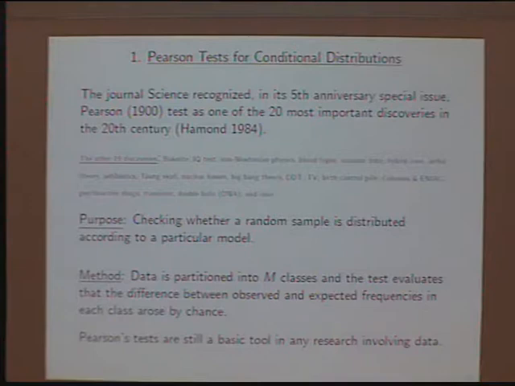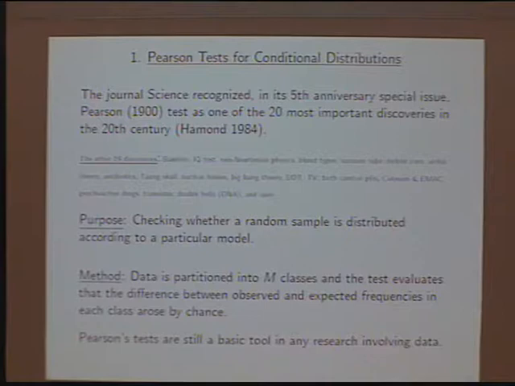Then what about the Pearson test? Well, this is a little bit old-fashioned, of course, because the first paper was published in 1900. It's recognized in science, in one special volume, as one of the 20 most important discoveries in the 20th century. But not because of the Pearson test itself, but it is understood that the Pearson test starts modern statistics, more or less. Then you have over there the other 19 contributions, like non-Newtonian physics, or many important contributions.